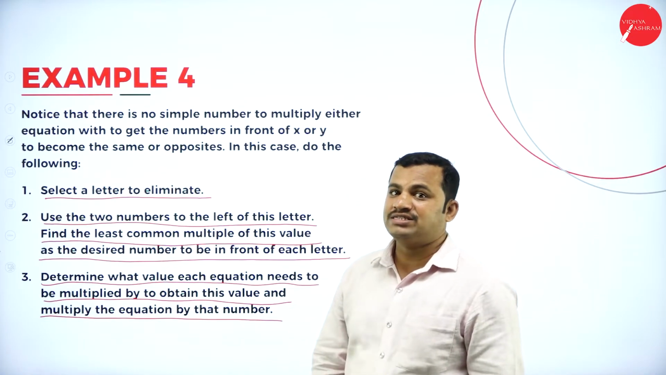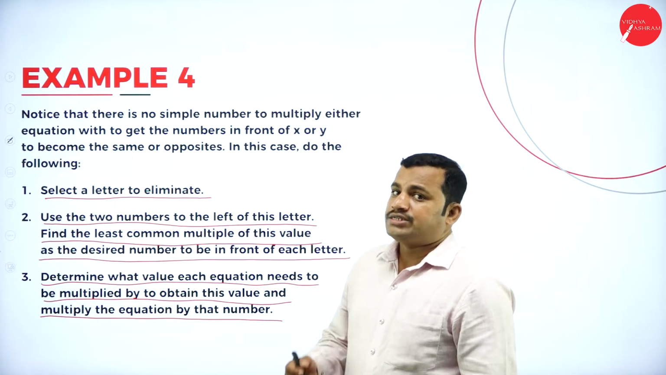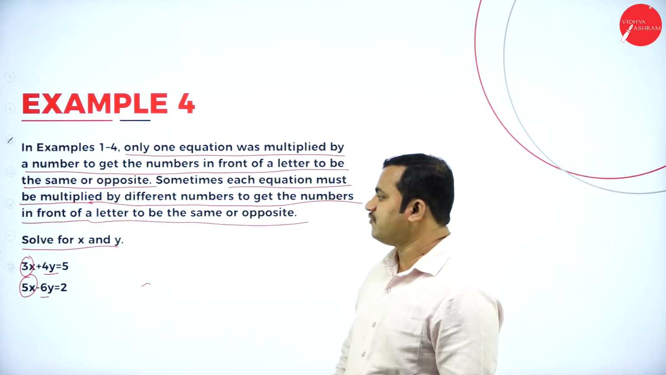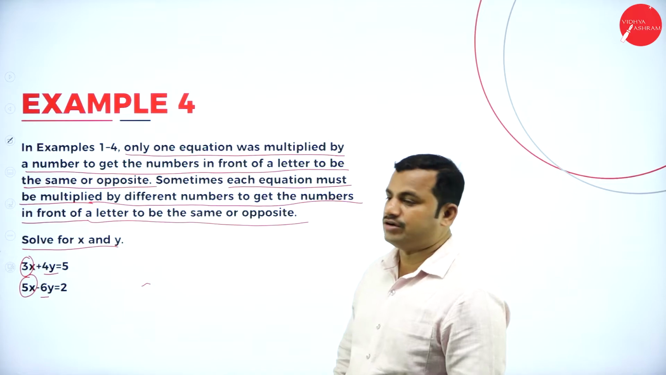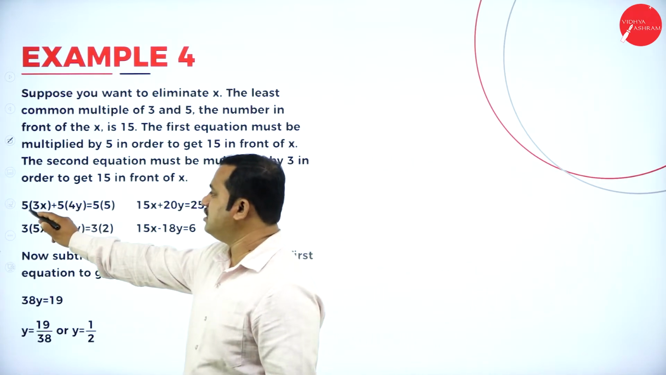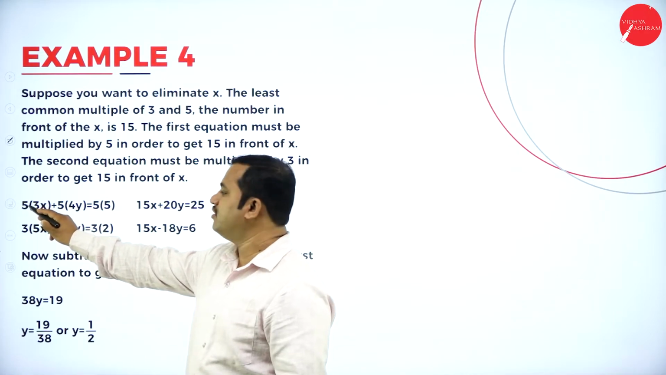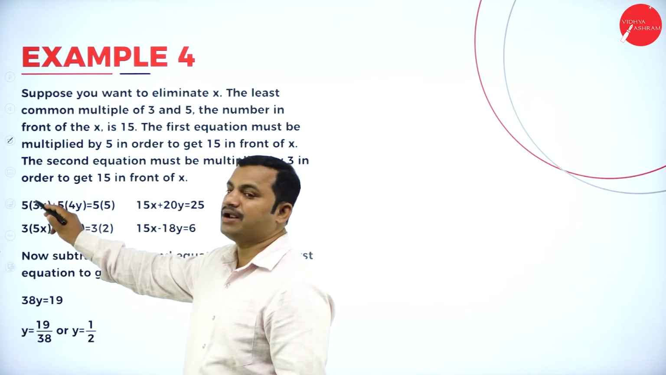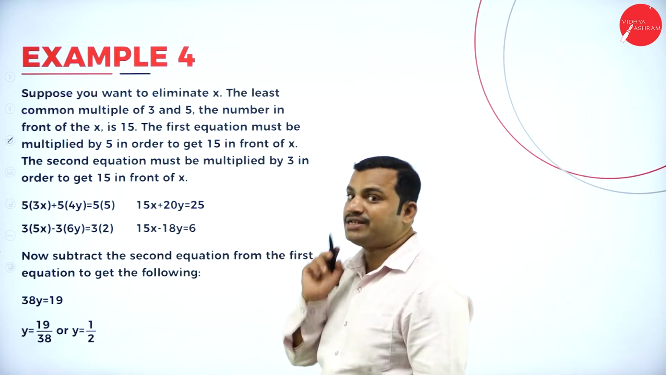If that is the case, what is to be done? Let me show you that 3x plus 4y is equal to 5 and 5x minus 6y is equal to 2. So if that is the case, we have done the same thing here. 3x is multiplied by 5 and 5x is multiplied by 3. That is, the first and second equations are multiplied by 5 and 3 respectively.